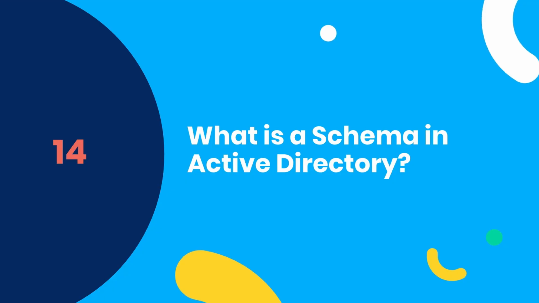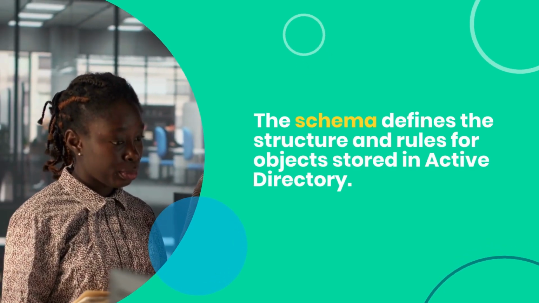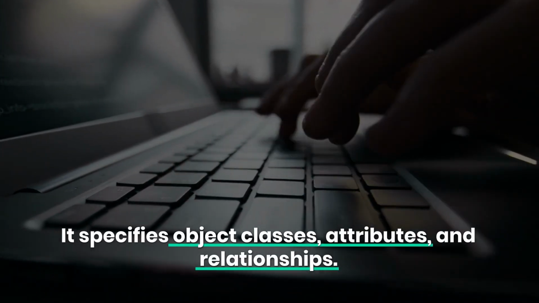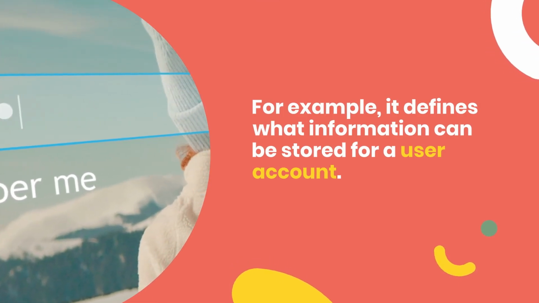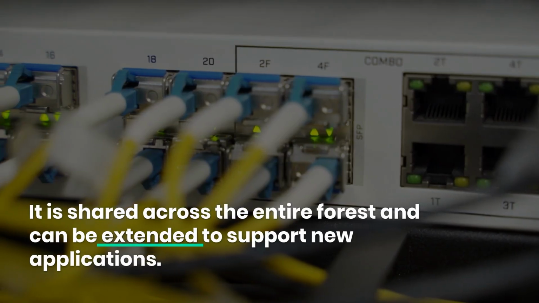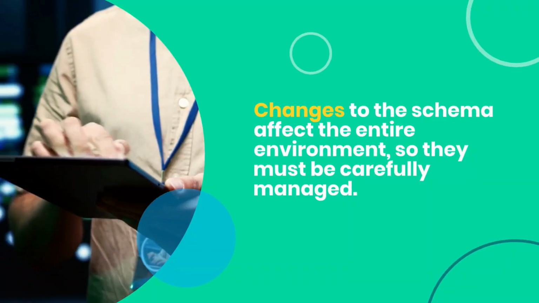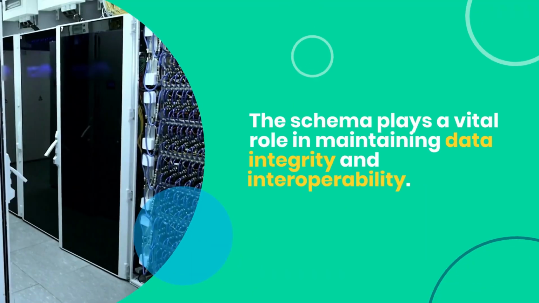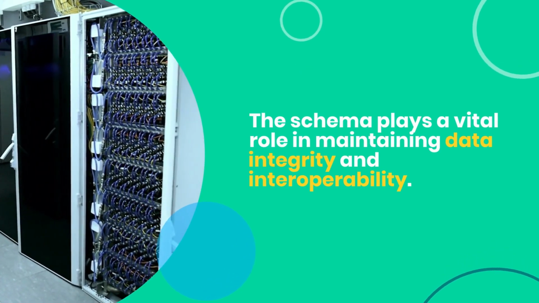14. What is a schema in Active Directory? The schema defines the structure and rules for objects stored in Active Directory. It specifies object classes, attributes, and relationships. For example, it defines what information can be stored for a user account. The schema ensures consistency and standardization across the directory. It is shared across the entire forest and can be extended to support new applications. Changes to the schema affect the entire environment, so they must be carefully managed. The schema plays a vital role in maintaining data integrity and interoperability.